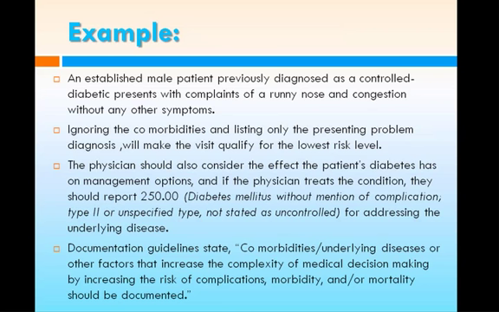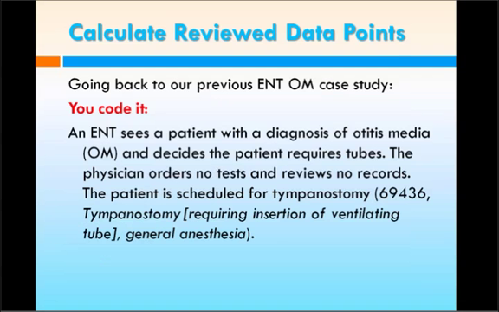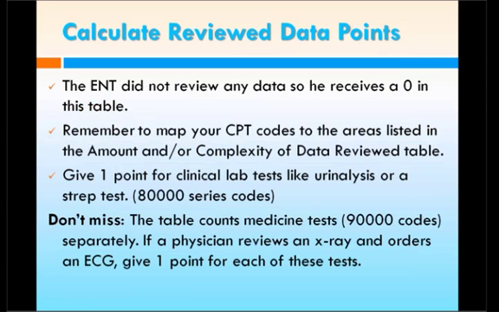Okay, so going back to our previous ENT otitis media case study, we're going to look at calculating the data point. Here's an example. An ENT sees a patient with a diagnosis of otitis media. This is the one that we were looking at before with tympanostomy. And let's tally the amount or complexity of data reviewed using that table. This one's fairly simple because the ENT did not review any data. He receives a 0 in this table.